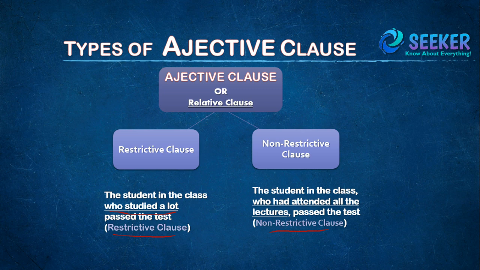While in this sentence, the clause who had attended all the lectures gives us information about the preceding noun but does not limit this information to the preceding noun. It means that there can be several other students in the class who had attended all the lectures.